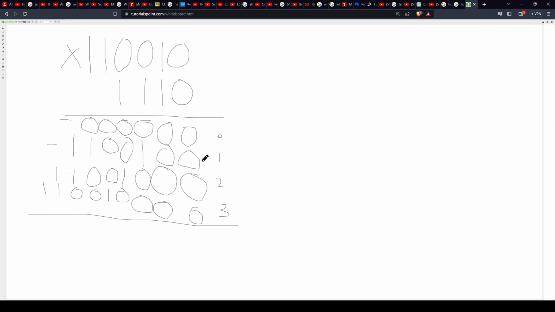Now we've done all the biggest. 1, 2, 3, 4. You can add all these together. So 0 plus 0 plus 0 plus 0 is 0. 0 plus 0 plus 0 plus 0 is 0. 0 plus 1 plus 0 plus 0 is 1. 0 plus 0 plus 1 plus 0 is 1. 0 plus 0 plus 0 plus 1 is 1. 0 plus 1 plus 0 plus 0 is 1.